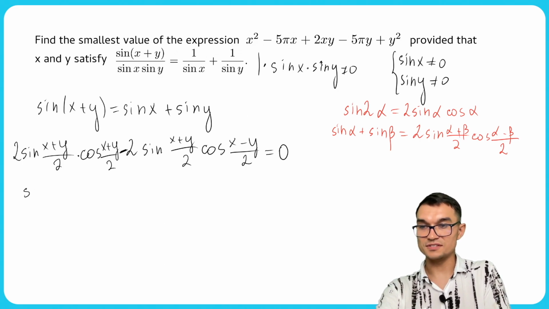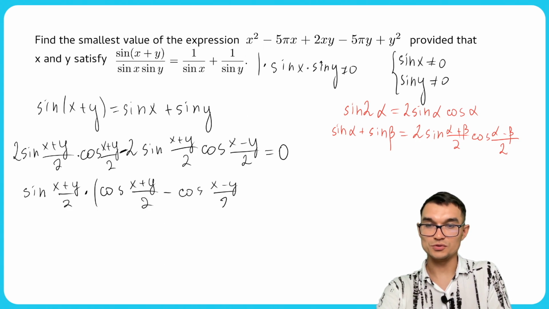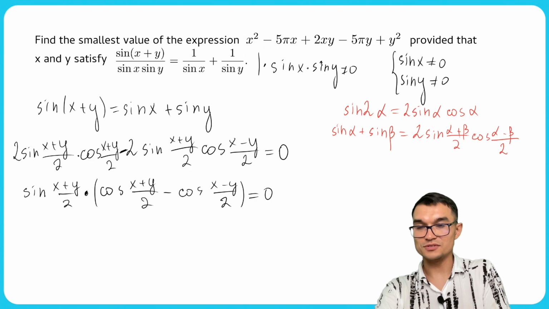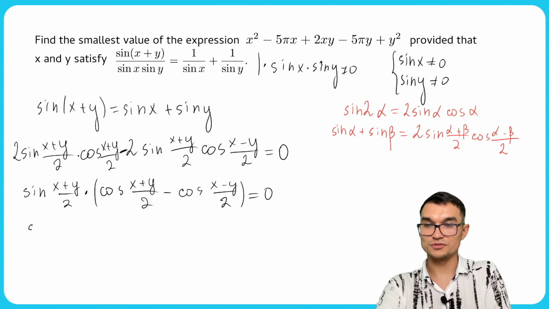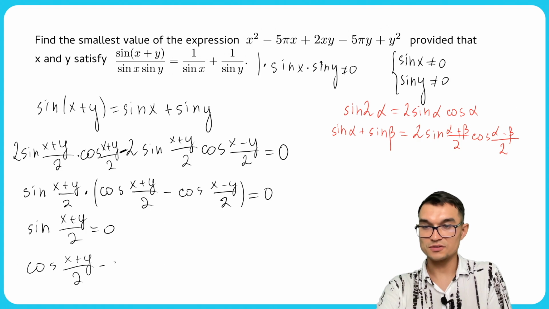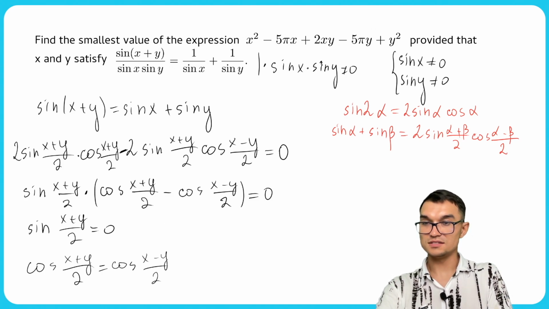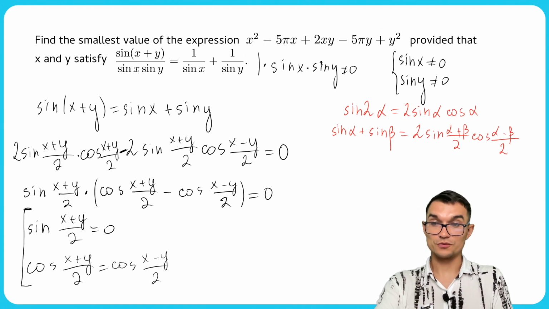So now we can factorize the left hand side: sine of x plus y over 2 times the difference of cosines, cosine of x plus y over 2 minus cosine of x minus y over 2. And this product is only equal to 0 if one of the factors is equal to 0. So sine of x plus y over 2 is equal to 0, or cosine of x plus y over 2 minus cosine of x minus y over 2 is equal to 0, which is the same thing as saying that cosines are equal to each other. And since I said or, I have to draw an opening bracket here, which stands for logical OR.